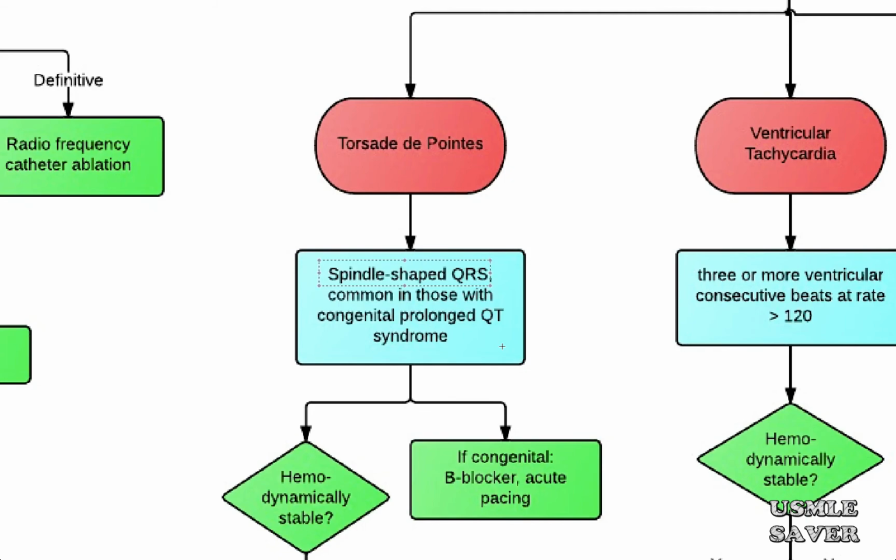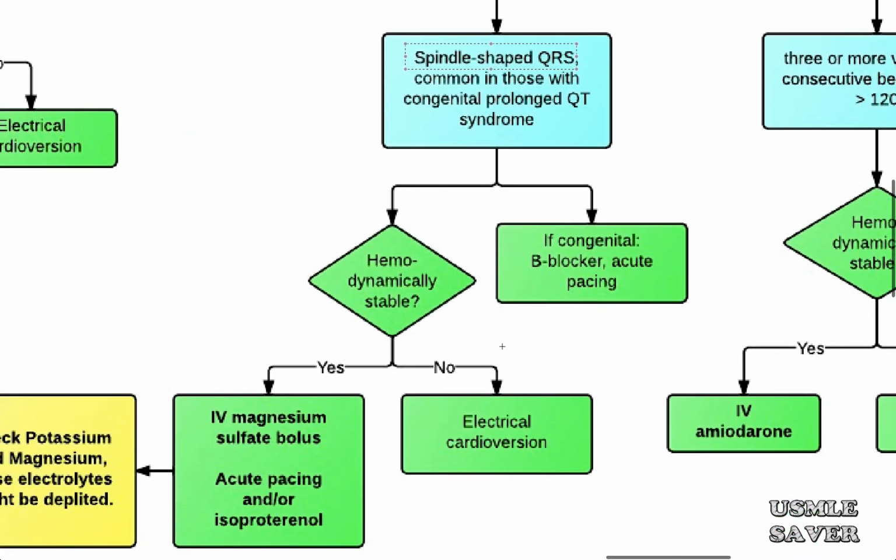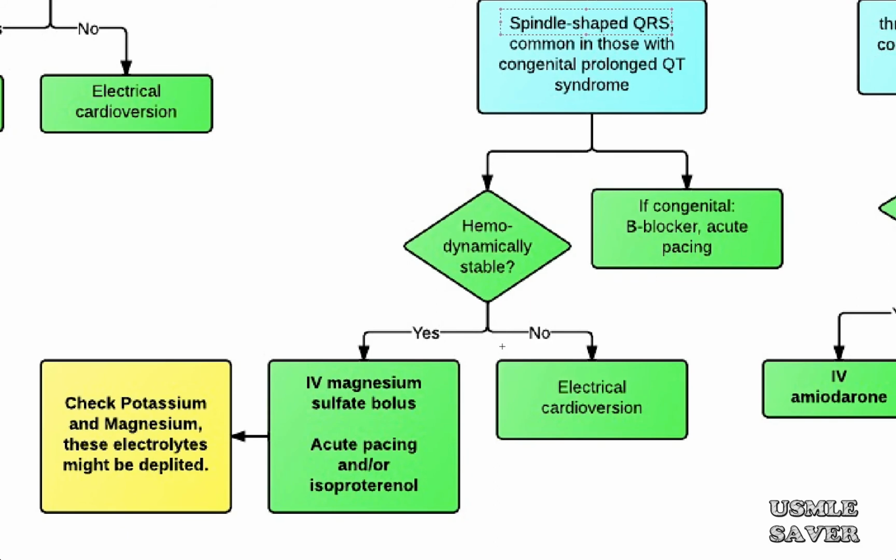For management, you want to ask, is the patient hemodynamically stable? If the answer is no, then cardioversion. If the answer is yes, then treatment is with IV magnesium sulfate. Make sure you remember this treatment, IV magnesium sulfate. Magnesium is only used for torsades.